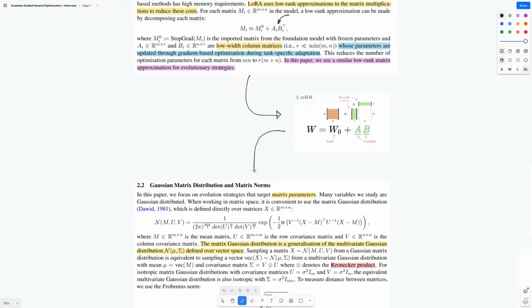Then you have to add the fact that they're using a Gaussian matrix distribution. We're going to take a pause here.